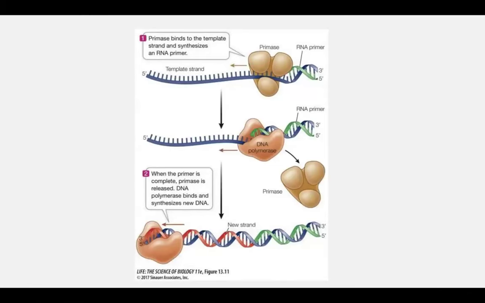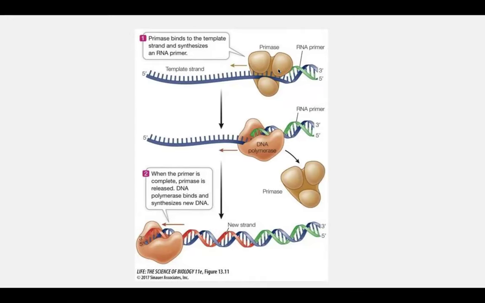So, how does DNA actually replicate? First, you have primase. Primase binds to your template strand and synthesizes an RNA primer. In this case, primase is reading the template strand from the 3 prime to the 5 prime direction, and the RNA primer is being created from the 5 prime to the 3 prime direction. So primase synthesizes this RNA primer.